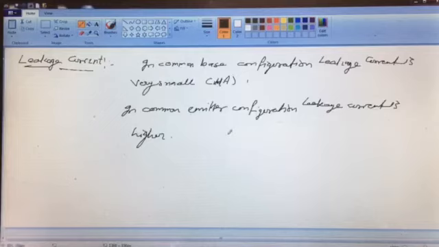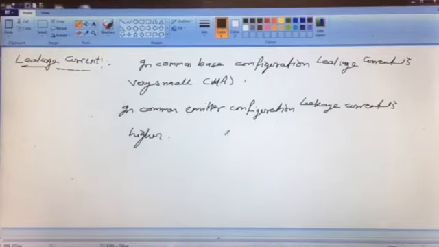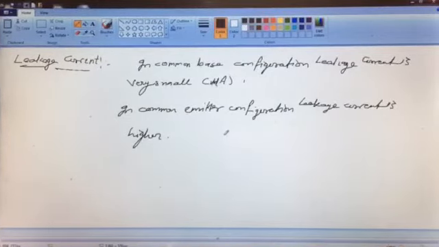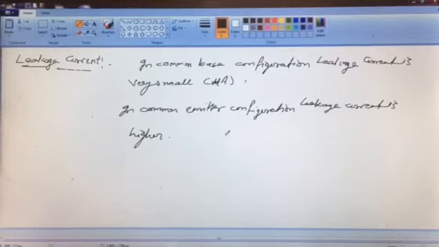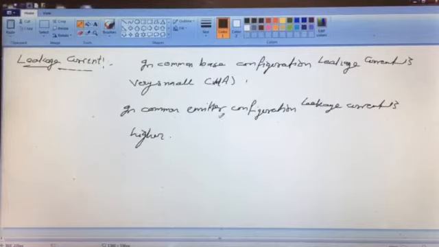The larger value of leakage current in this mode is its disadvantage. If the value of leakage current is higher, then it will not be beneficial to use that configuration. But due to several advantages of common emitter configuration, we will use it as an amplifier and as a switch.